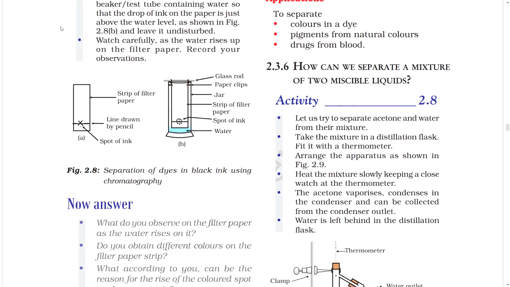2.3.6. How can we separate a mixture of two miscible liquids? Activity 2.8. Do this. Let us try to separate acetone and water from their mixture. Take the mixture in a distillation flask, fit it with a thermometer, and arrange the apparatus as shown. Heat the mixture slowly, keeping a close watch on the thermometer. The acetone vaporizes, condenses in the condenser and can be collected from the condenser outlet. Water is left behind in the distillation flask.